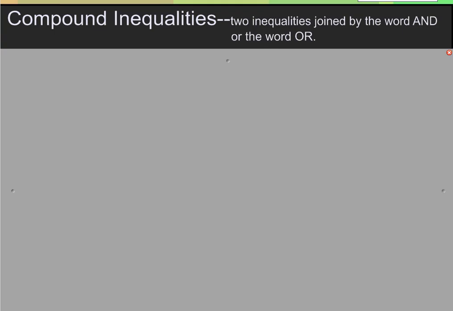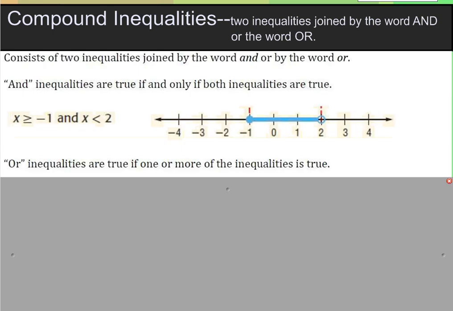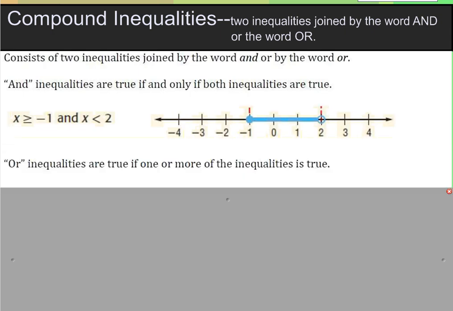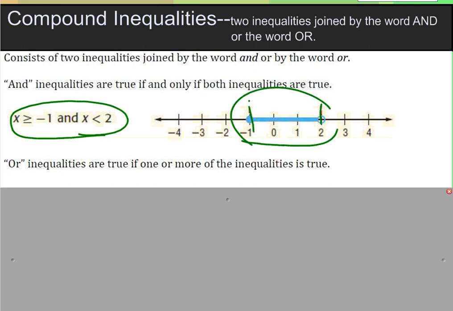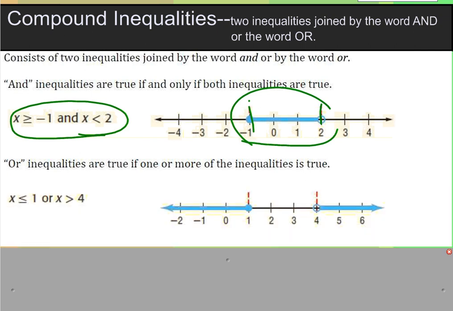Compound inequalities are usually joined by the word and or the word or. So let's start here. A compound inequality consists of two inequalities joined by the word and or by the word or. An and inequality is true if and only if both inequalities are true. So x is greater than or equal to -1 and x is less than 2. This is what that looks like on a number line. Please notice that you're in a range from here to here. That is how the and works.